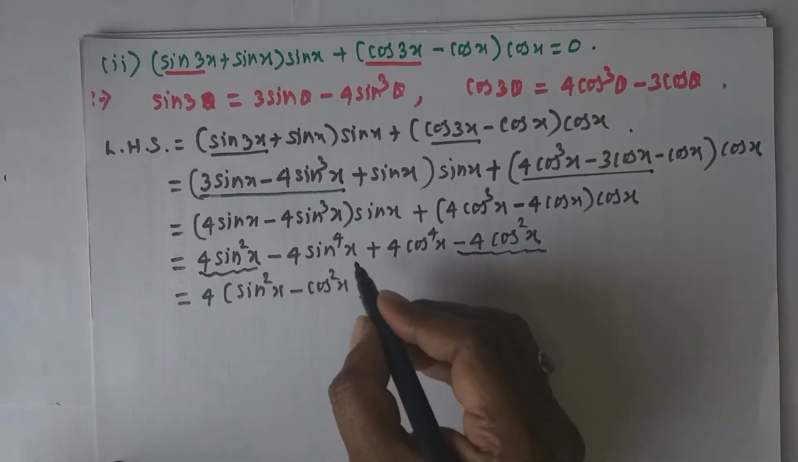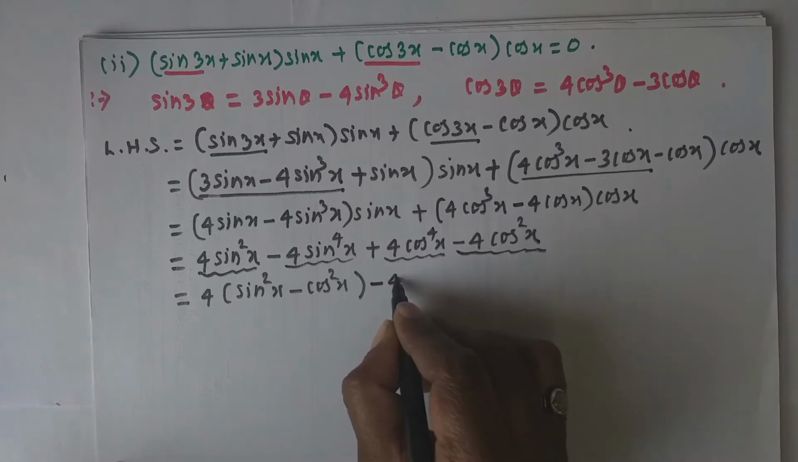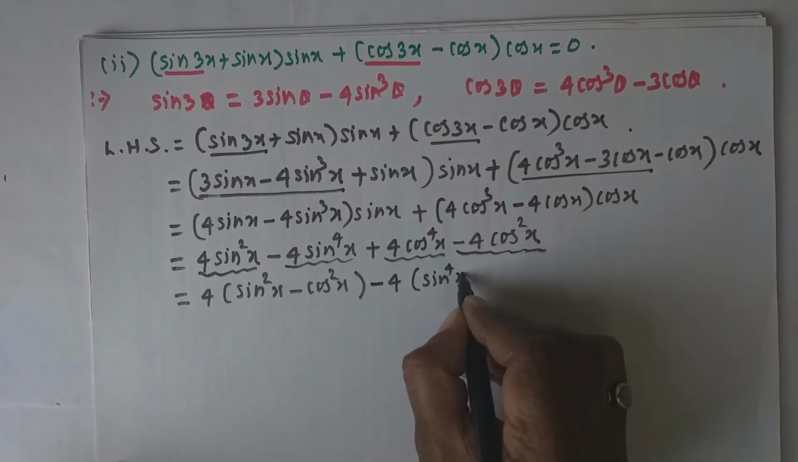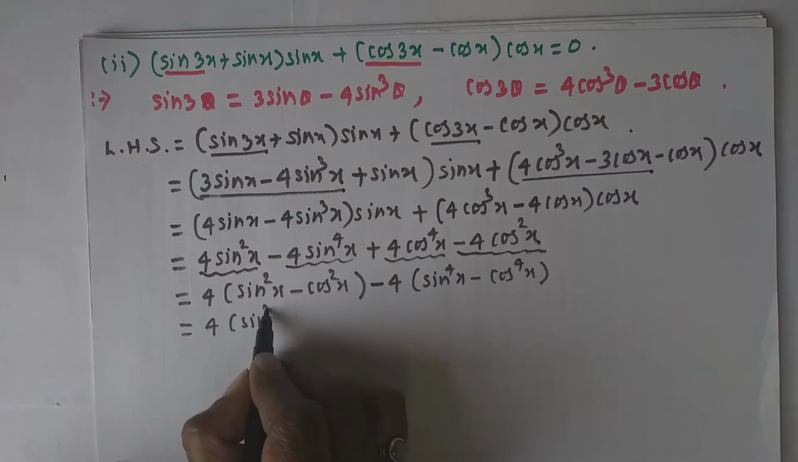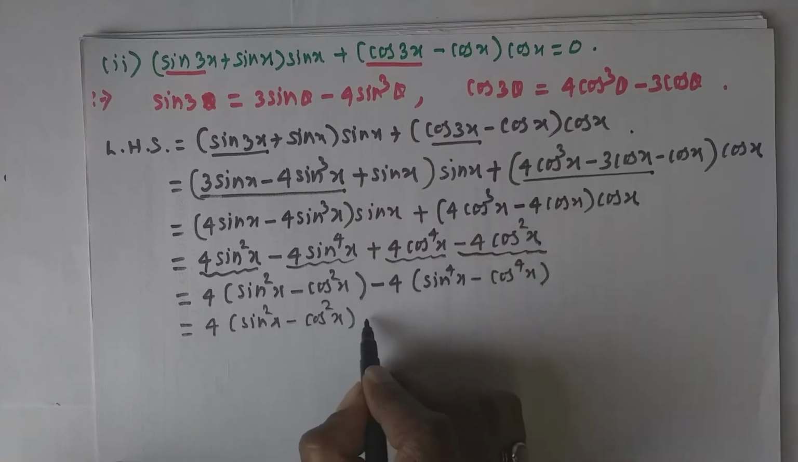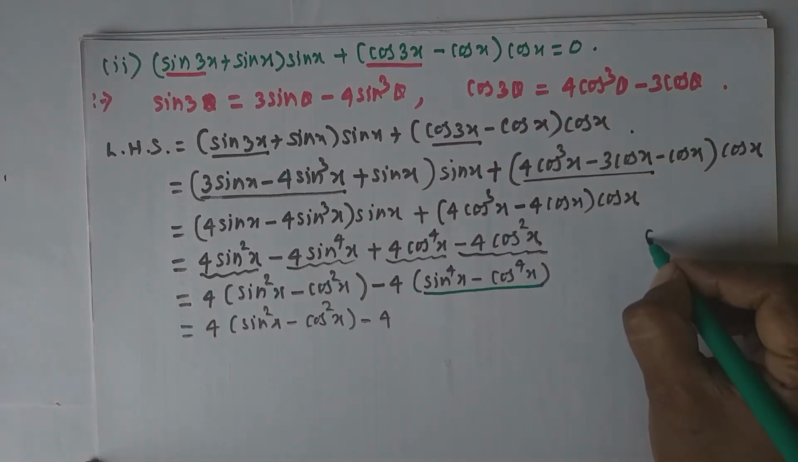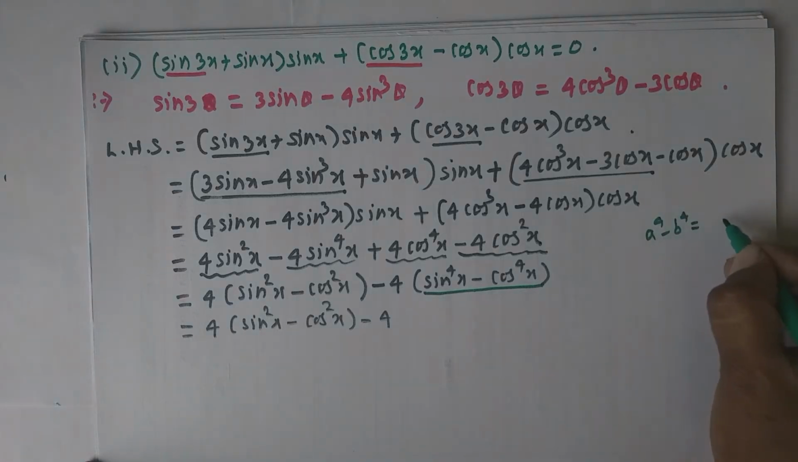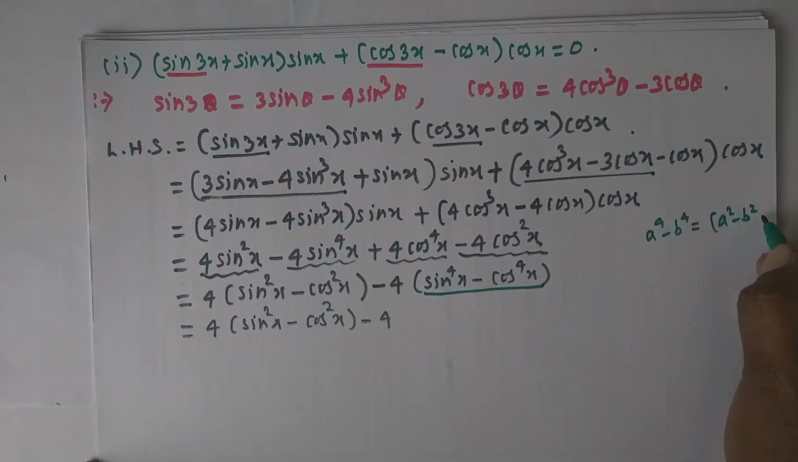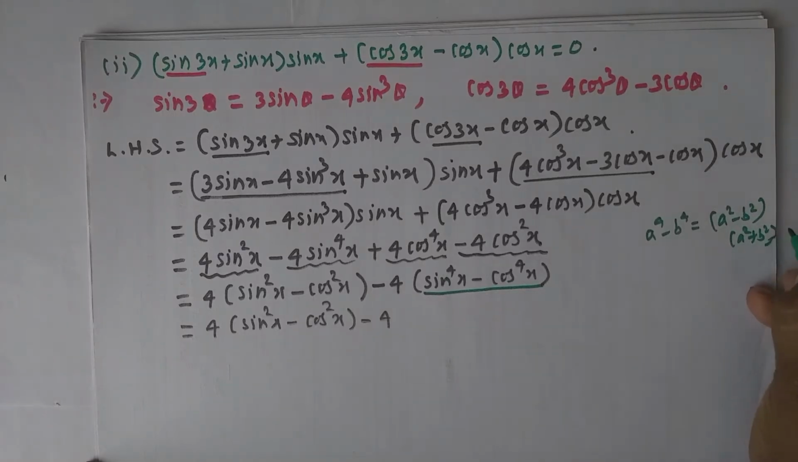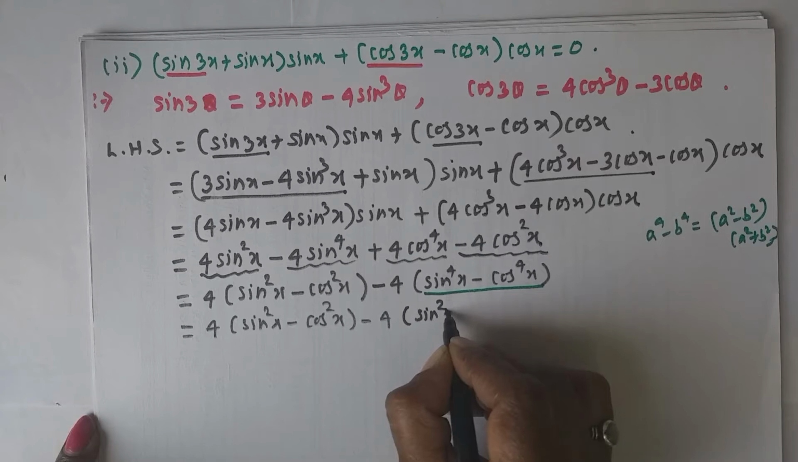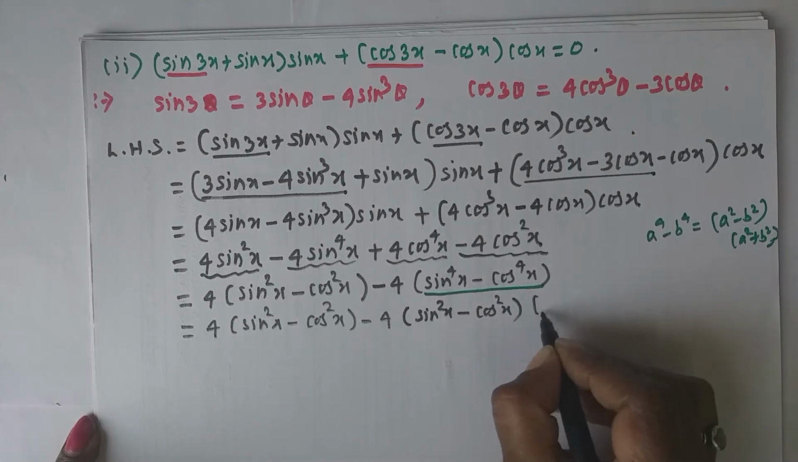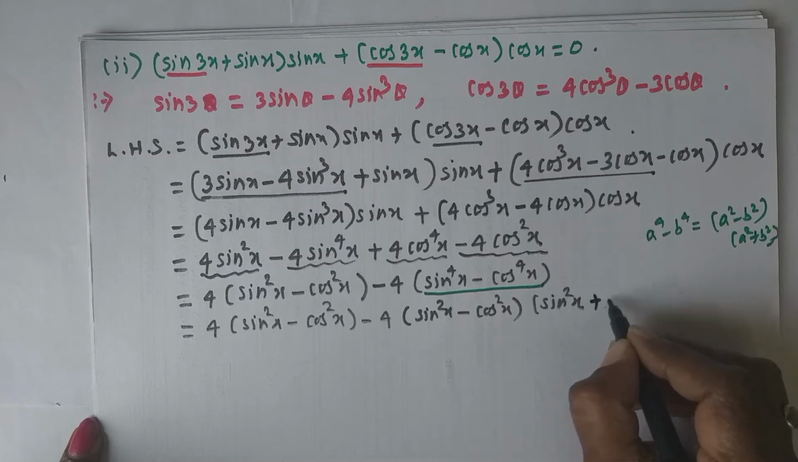Okay, and from these two terms I will take minus 4 common, and this will be sin 4x minus cos 4x. Now keep the first term as it is, sin square x minus cos square x. Now factorize this term. If there is a⁴ minus b⁴, then what is the factor of this? a square minus b square into a square plus b square. What is a square here? Sin square x, and b square is cos square x. Therefore, the factorization of this will be sin square x minus cos square x, and the second factor, sin square x plus cos square x.